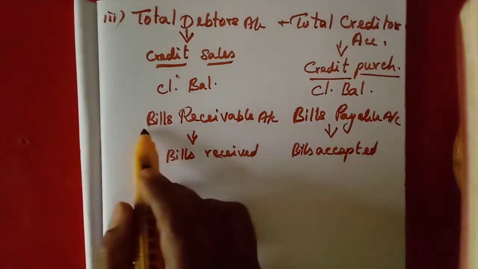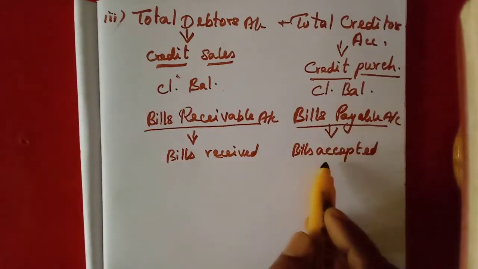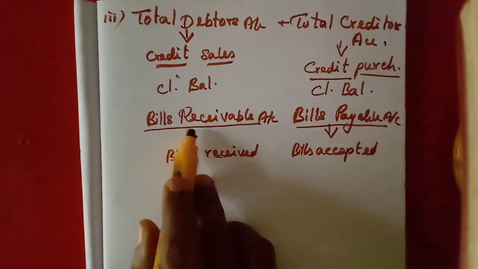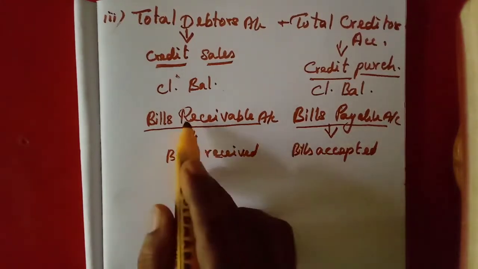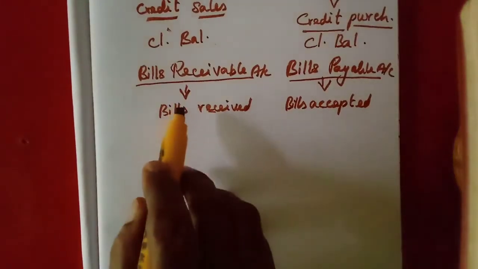Okay, so from bills receivable account and bills payable account, they will ask us to calculate the bills accepted from the bills payable account, the bills received from the bills receivable account. Okay, or maybe the closing balance of bills receivable or bills payable. Usually they will ask this one only.